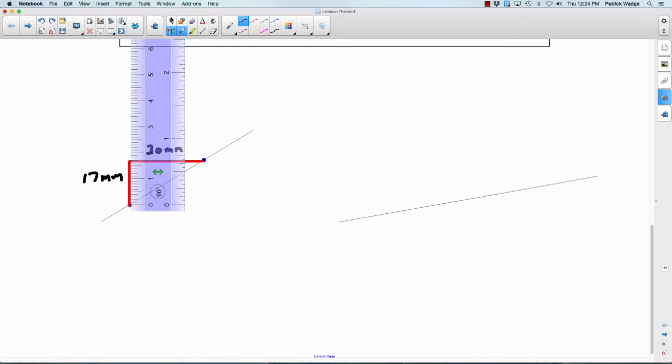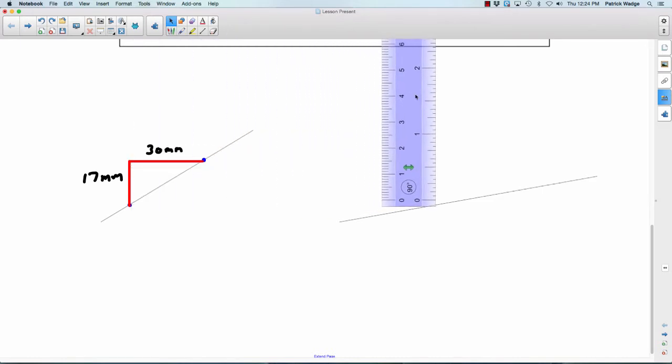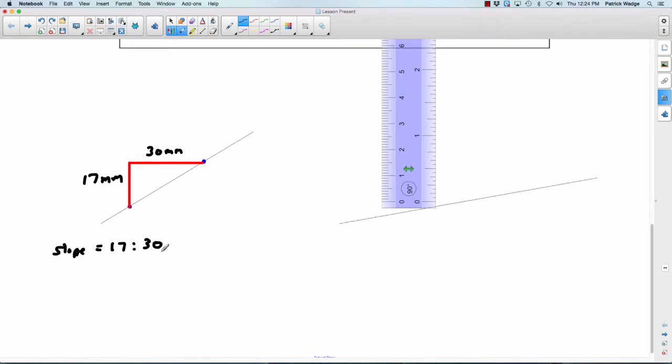So if we wanted to talk about slope, what we would do is look at the ratio of the rise. Remember, the rise was 17. So the slope is equal to 17, that's the rise, and the run is 30. Notice I don't put any units because the slope is a ratio, and with ratios it has the same units, millimeters, so they just cancel out. So this would be your slope. Now we don't usually express it that way. We usually do it as a decimal or fraction, so we'll do that in a second.